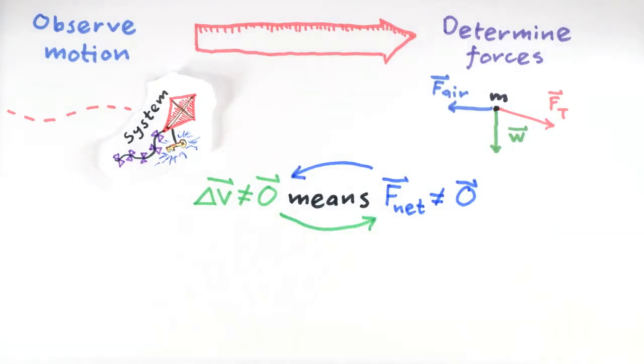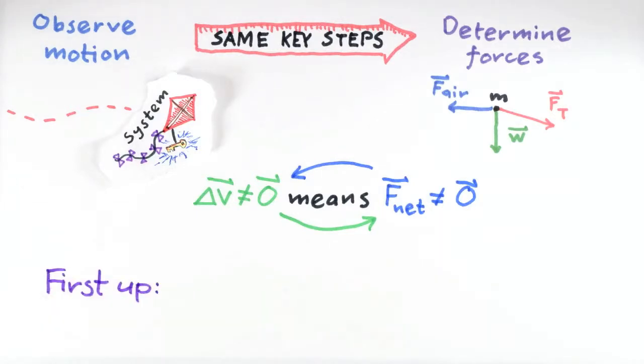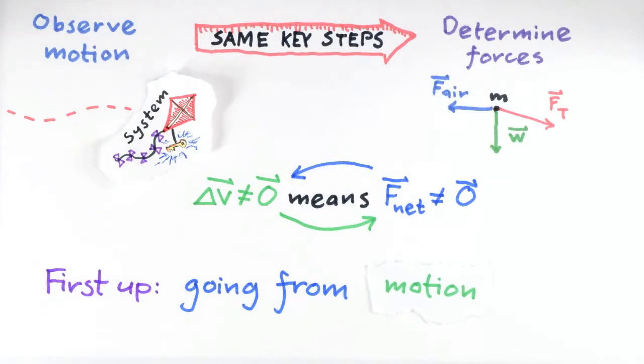We can still progress from observations of the system's motion to determining unknown interactions via the same key steps we applied for the equilibrium case. However, how to apply these steps for cases with non-zero F net requires additional discussion. In particular, we need to discuss the thinking that's required to implement the key step of proceeding from observations to some understanding of F net. That's what we'll begin with today.